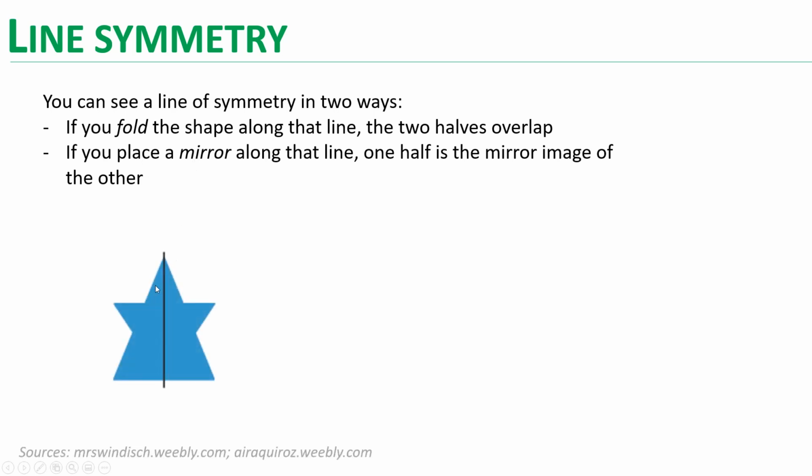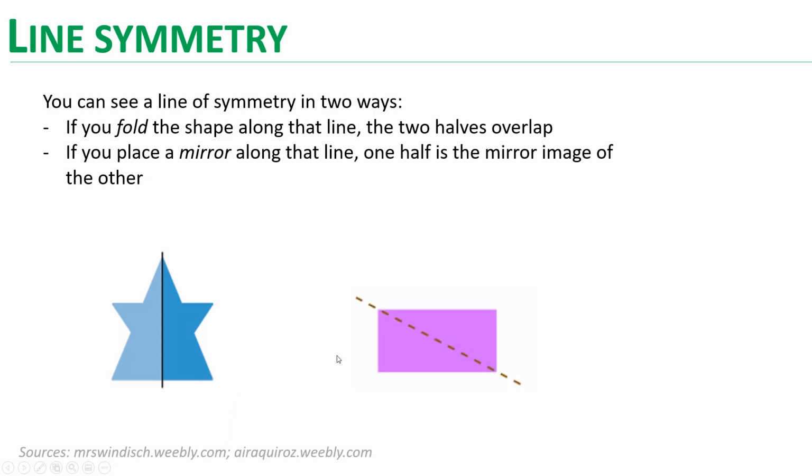So for instance, this shape is line symmetrical because we can look at this line as a line of symmetry, and then we can fold the left half onto the right half and they overlap precisely. Or if I would place a mirror here, then the right half would be the reflection of the left half, or the other way around.